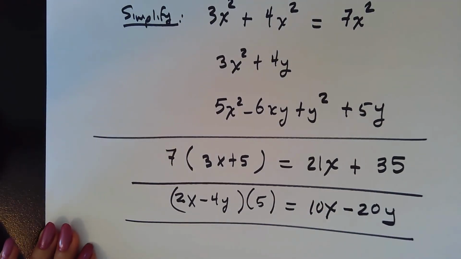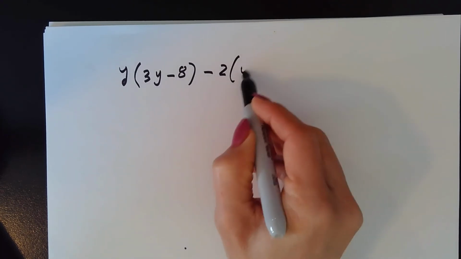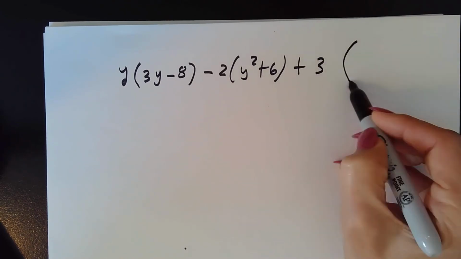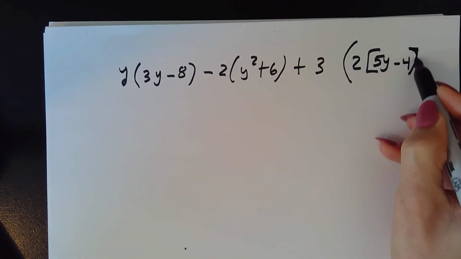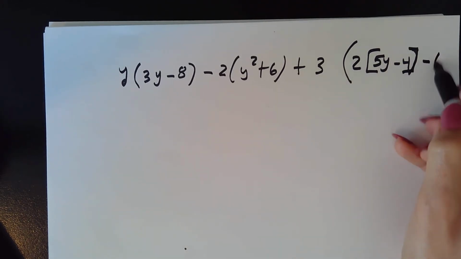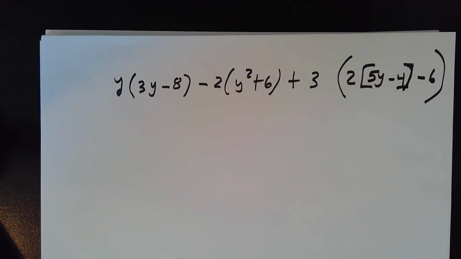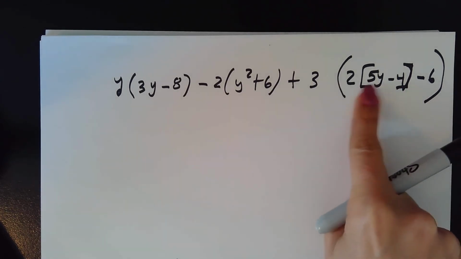And let's try another one. So what if you have something more complicated, like y times 3y minus 8 minus 2 times y squared plus 6, right? Plus 3 times, and then 2, and then another parenthesis inside 5y minus 4, right? Like another parenthesis minus 6, close parentheses. Okay, so we're gonna start with this parenthesis here following the order of operations. So you're going to apply the distributive property here.